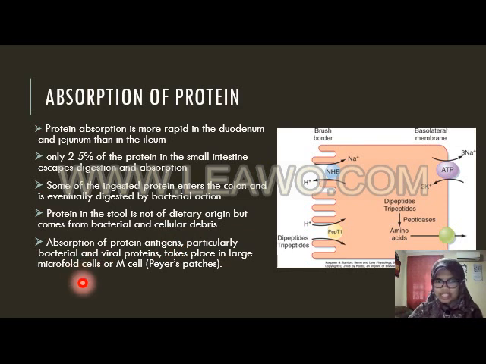Absorption of protein antigens, particularly bacterial and viral proteins, takes place in the M cells of Peyer's patches. So we can see here the transportation of sodium into the intestinal cells will produce energy, and that energy will be used to transport the dipeptides and tripeptides into the intestinal cells, where they are further digested into amino acids. With the active transportation of sodium out of the cells in exchange for potassium, which uses ATP-based energy, the amino acids will then diffuse into the blood capillaries here.